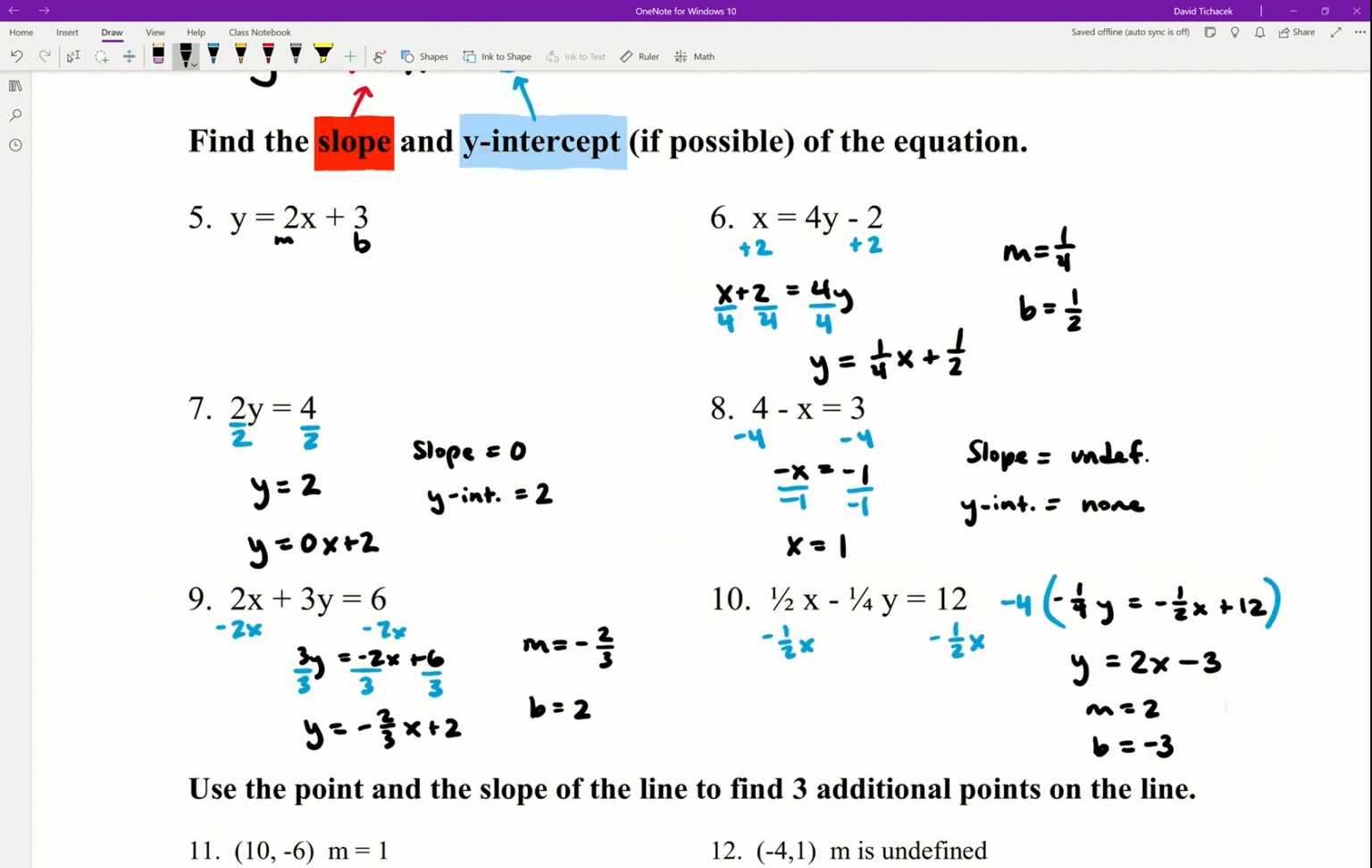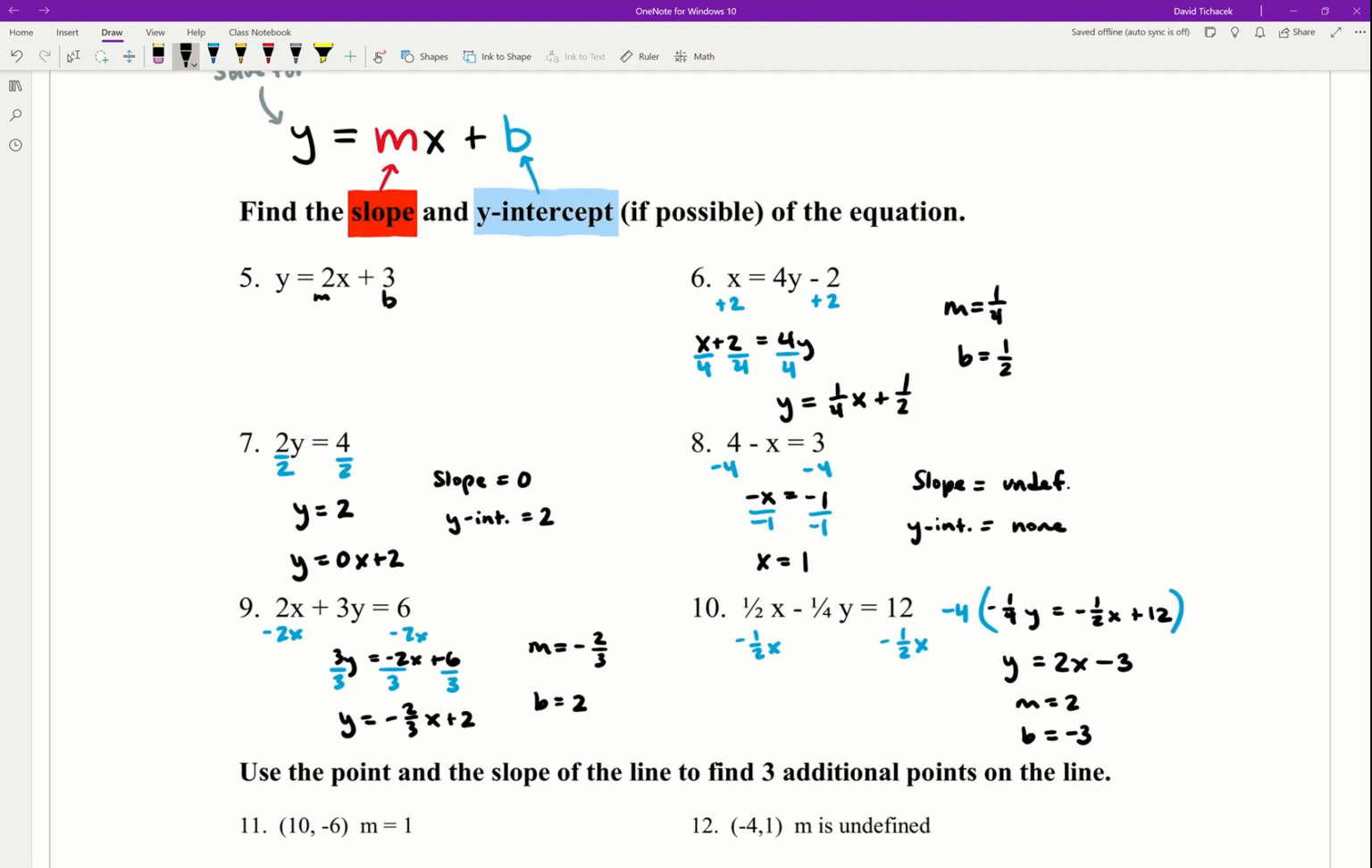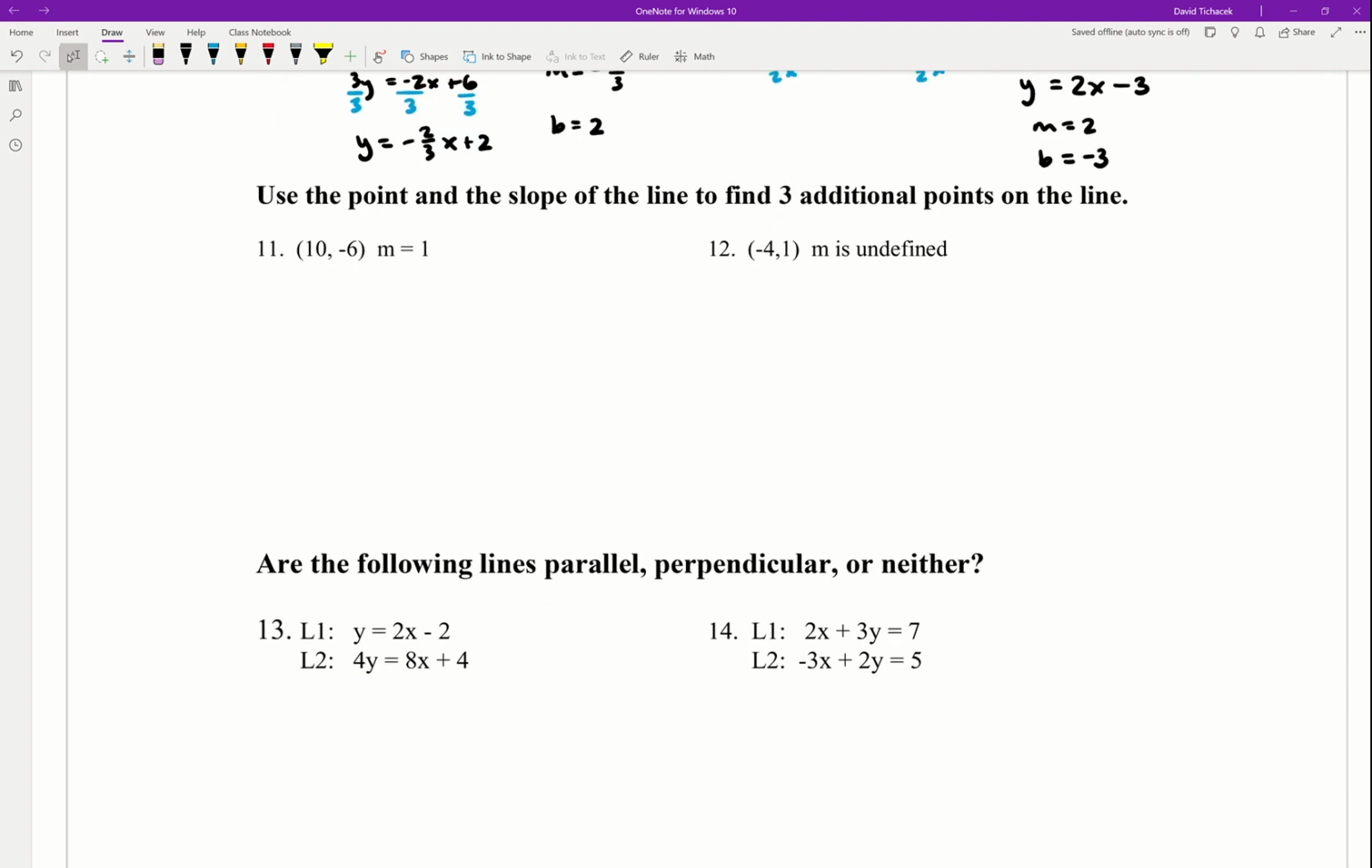So the moral of the story there is that if they give you all sorts of different equations that you need to find the slope and the y-intercept for, you have to solve it for y and then compare it to mx plus b to figure out what the slope and the y-intercept is.